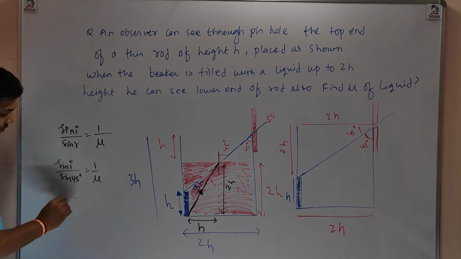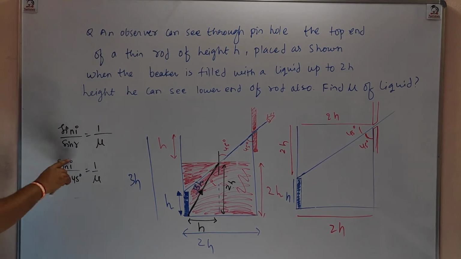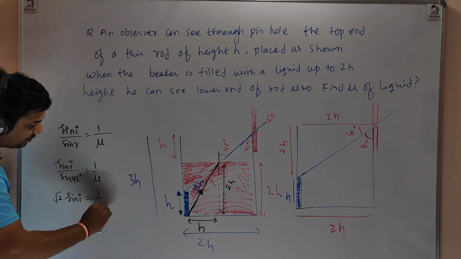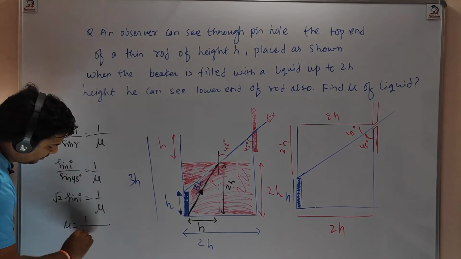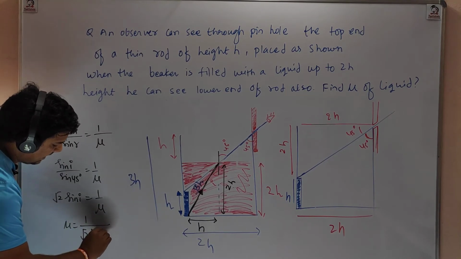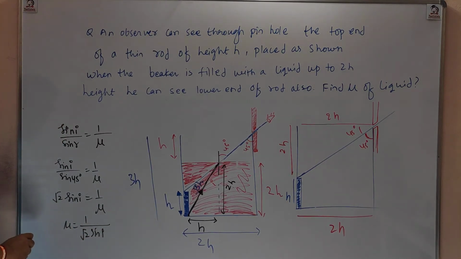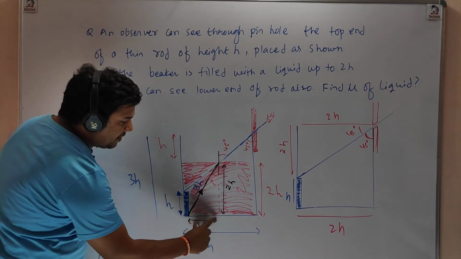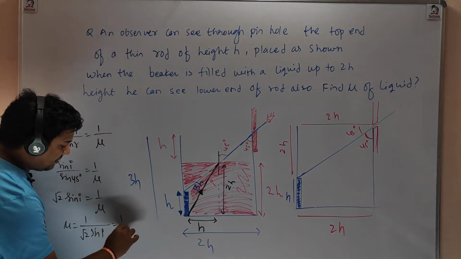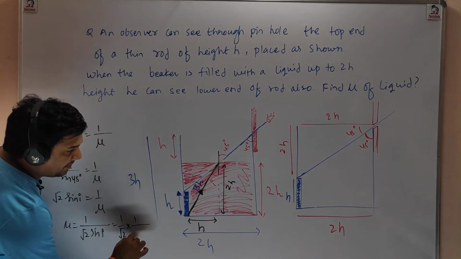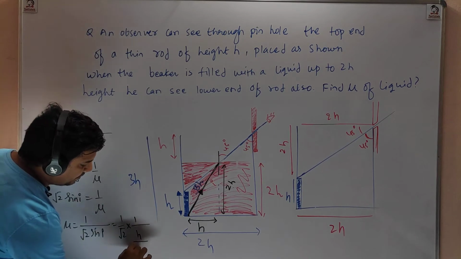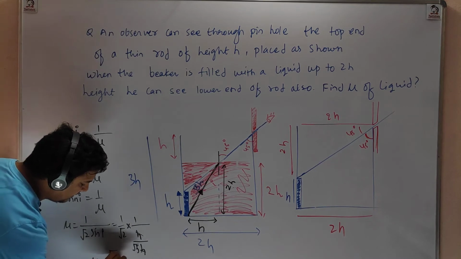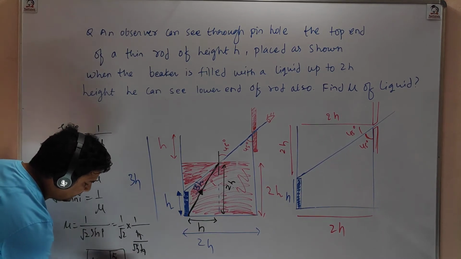So you'll get 1 by root 2. Root 2 will come up. Sine I times root 2 is equal to 1 by mu. So mu is equal to 1 upon root 2 sine I. It will be like this, right? Yes, exactly like this. Now what is sine I? Sine I is perpendicular upon hypotenuse. So 1 by root 2 into sine I, perpendicular upon hypotenuse, means h upon root 5h. So 5 will go upward. Your answer is root 5 by 2. Understood?